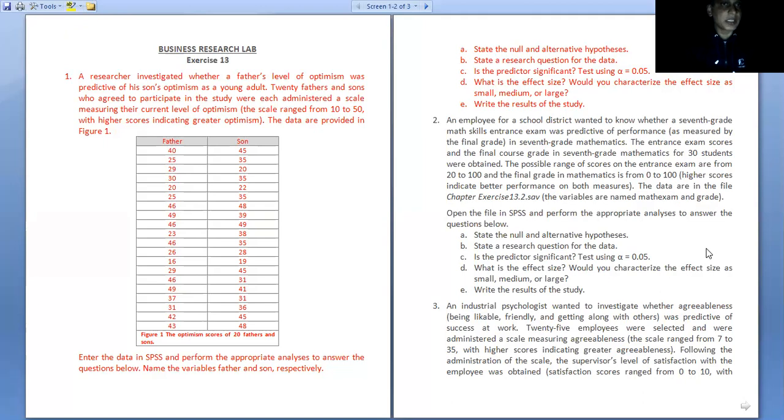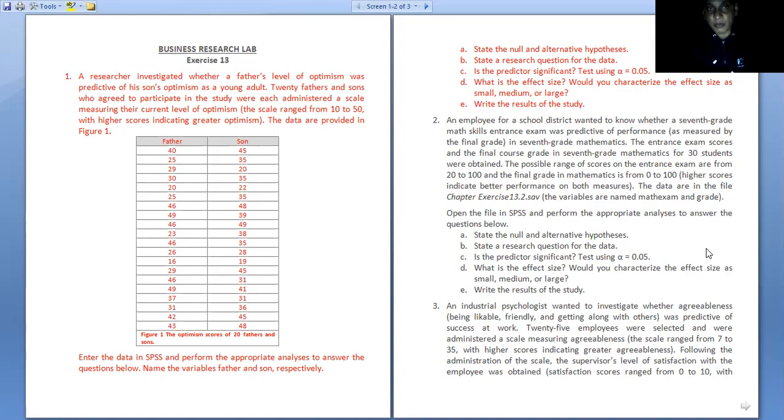The question is: a researcher investigated whether a father's level of optimism was predictive of his son's optimism as a young adult. 20 fathers and sons who agreed to participate in the study were administered a scale measuring their current level of optimism. The scale ranged from 10 to 50, with higher scores indicating greater optimism.